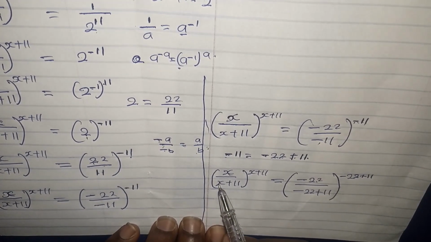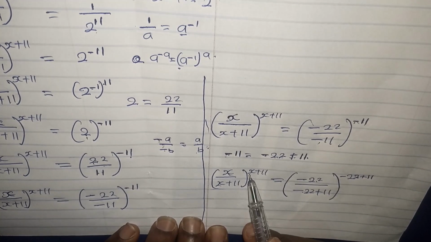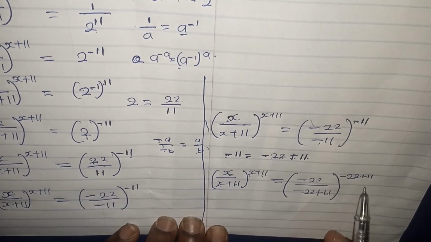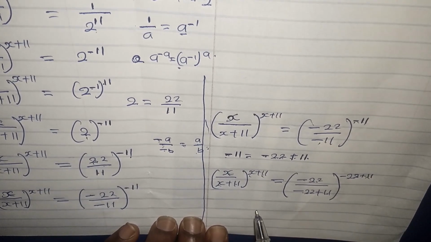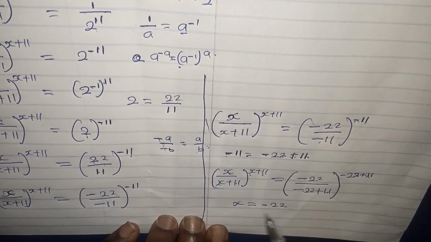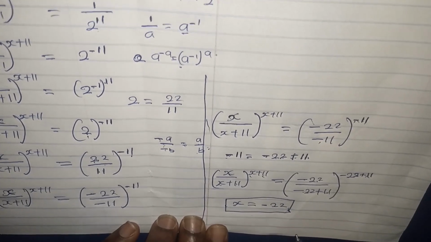So you can see from here by comparison that we're having x here and our x is negative 22. We're having x here and our x is what? Negative 22. And we're having x as a power number and it's also negative 22, and this is 11, this is 11, this is 11, and this is 11. So by comparison, our x is equal to negative 22. So this is the value for x.